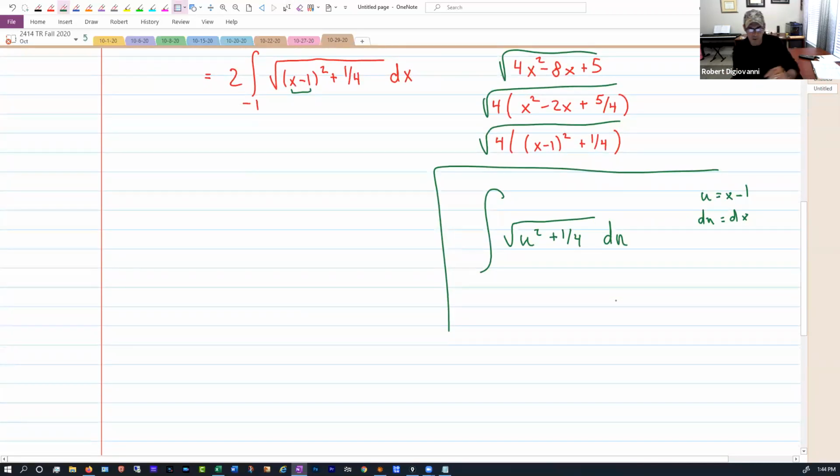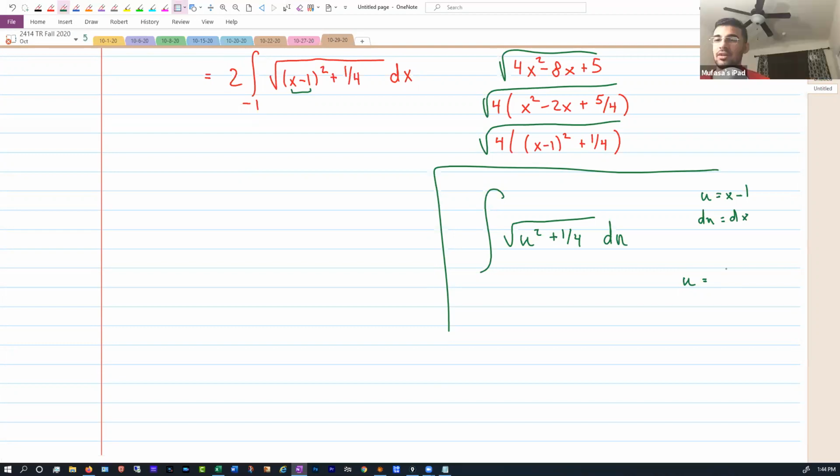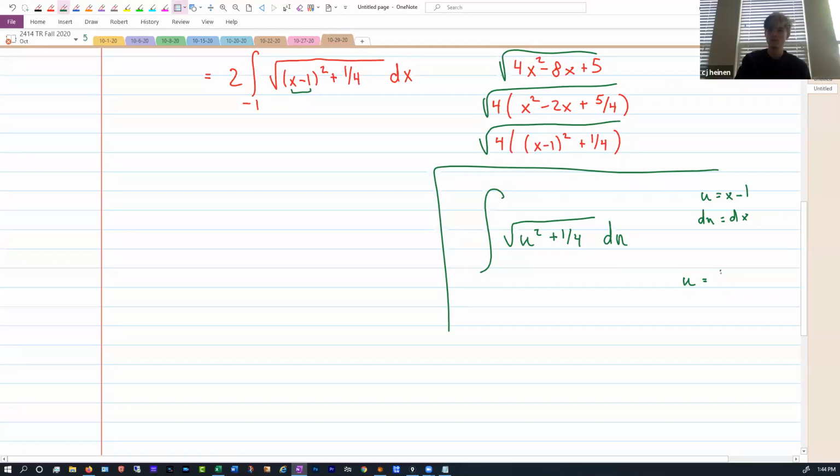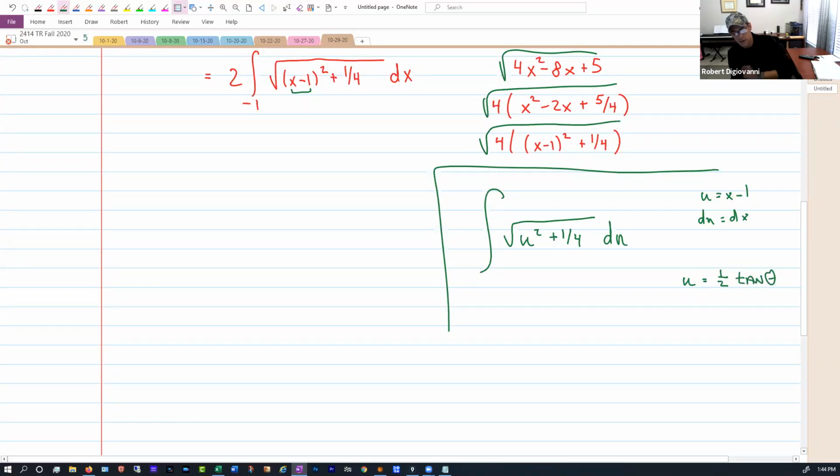And what's my trig sub? Since it's a plus, it's tangent. U is 1/2 tan theta, so 1/2 tan theta is our trig sub. Then du is 1/2 secant squared theta d theta. And the square root stuff all turns into 1/2 secant theta.